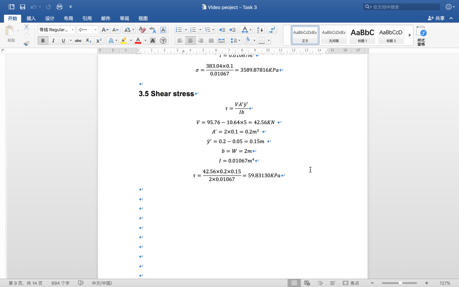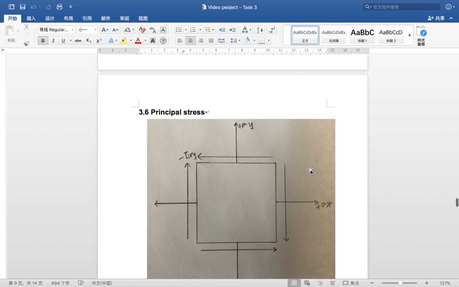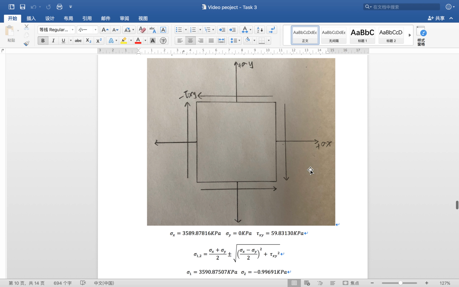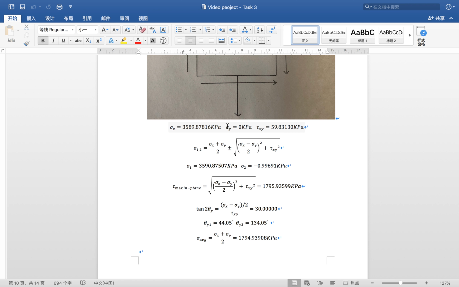The shear stress also follows the formula for tau, and tau is equal to 59.8310 kilopascal. And the next and final one is principal stress. Use bending stress and shear stress. We already calculated these for the distribution force to find the principal stress. The whole process is here, with sigma, the in-plane shear stress and the sigma average stress.